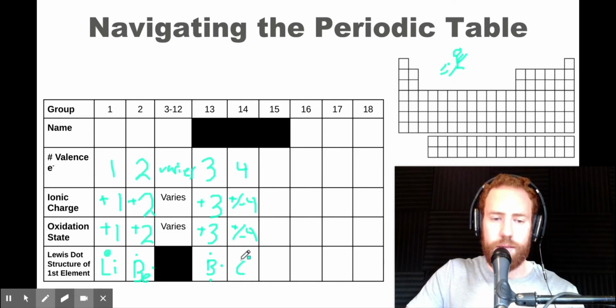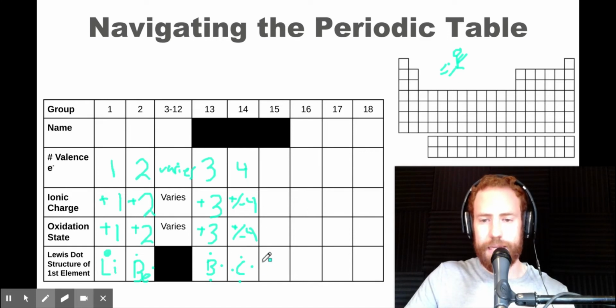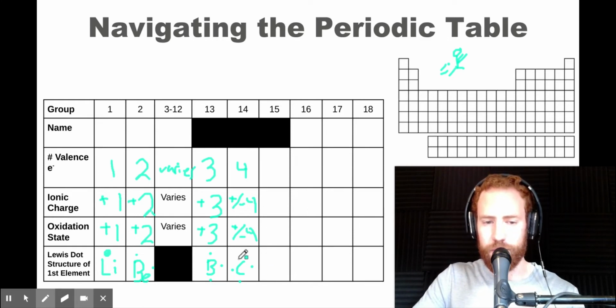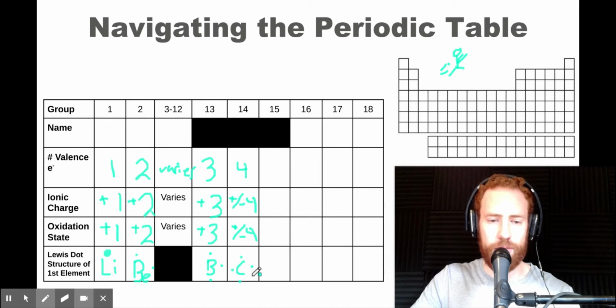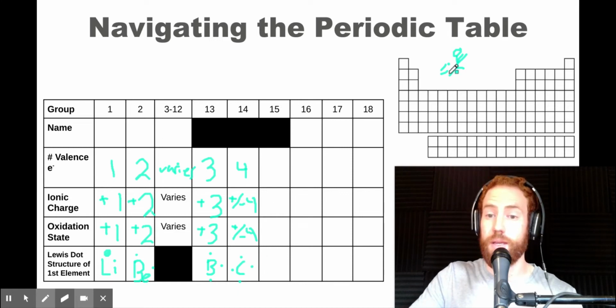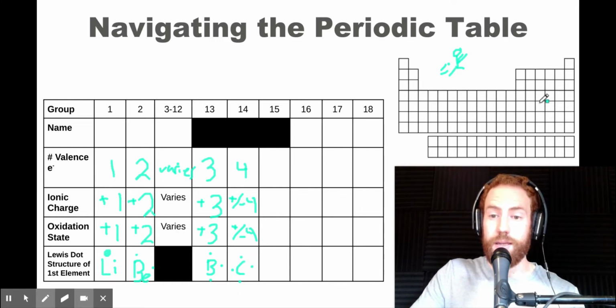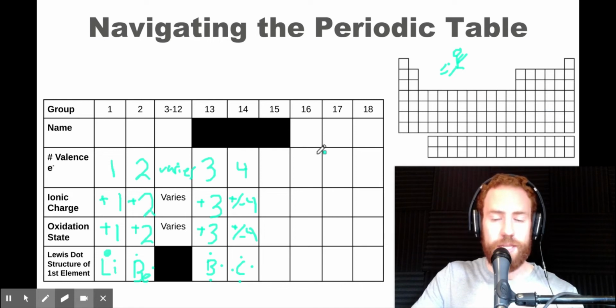Carbon with 4 valence electrons would have a Lewis dot structure like that. Remember, drawing Lewis dot structures, you add 1 dot every 90 degrees, starting at high noon or starting at the top and going 90 degrees each time. And pretty soon here, we'll find out what happens when you've gone all the way around and you have to add more.